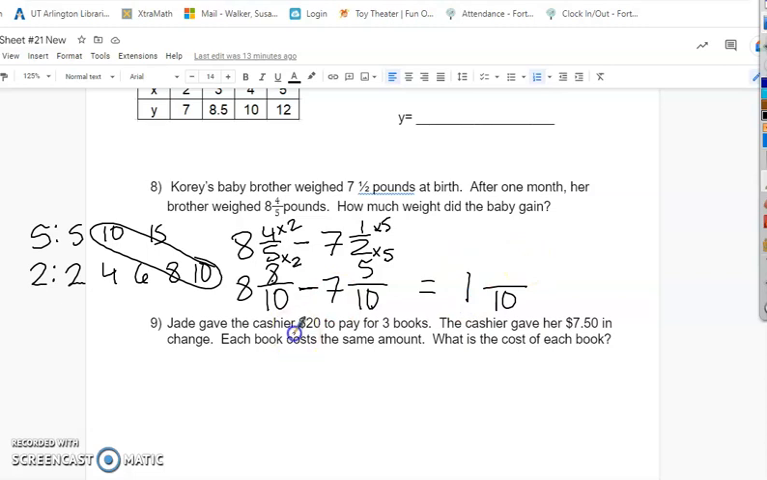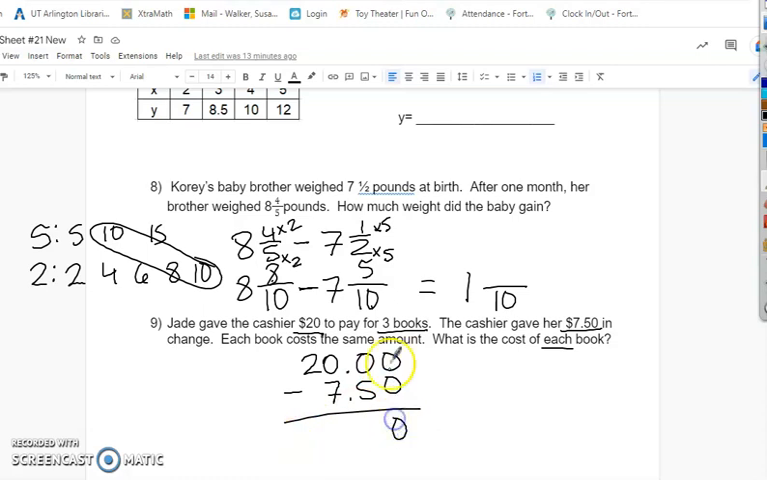Jay gave the cashier $20 to pay for 3 books. $20. The cashier gave her $7.50 in change. Each book cost the same. Well, the only way I can figure out how much each book is, is to figure out how much I paid altogether for the books. So if I have $20 that I pay and I get back $7.50, that's my change, then I subtract to figure out how much I paid.